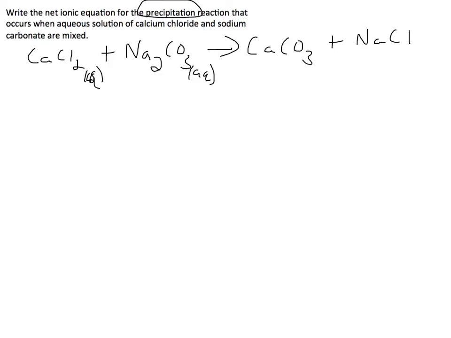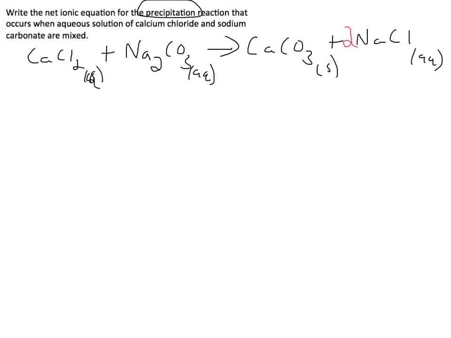And if we look at our solubility rules, we find that sodium chloride is aqueous. Calcium carbonate is going to be a precipitate, and so it's the solid. Alright, so at that point we need to balance this equation, and what we already found is that this equation is almost balanced, and all we need is a 2 in front of the sodium chloride.